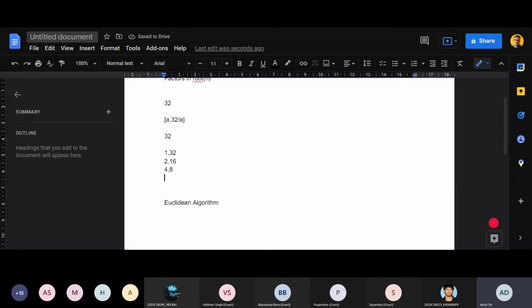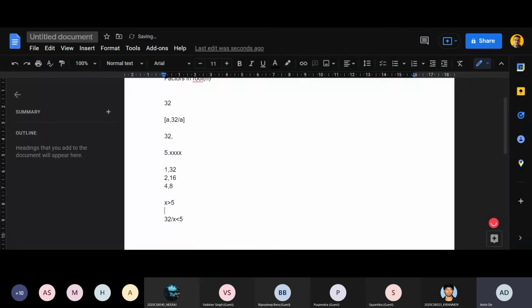Okay, so what is the square root of 32? It is roughly around 5 point something, right? So this first number in the pair can go up to a maximum of 5. Because let's say there is a number greater than 5. Let's say x is greater than 5. So 32 by x should be less than 5, right?